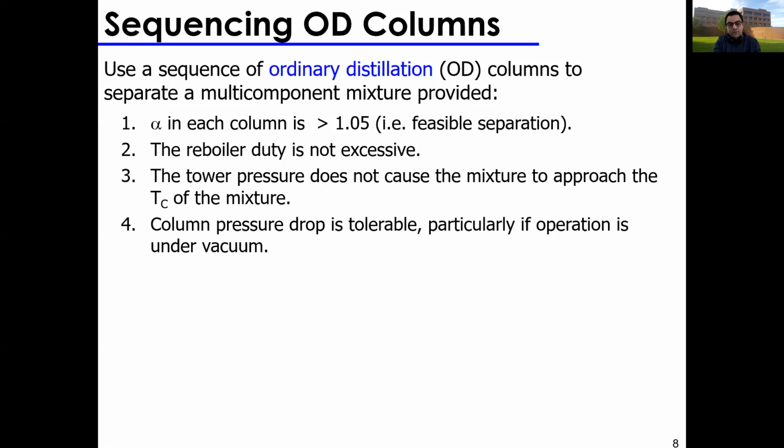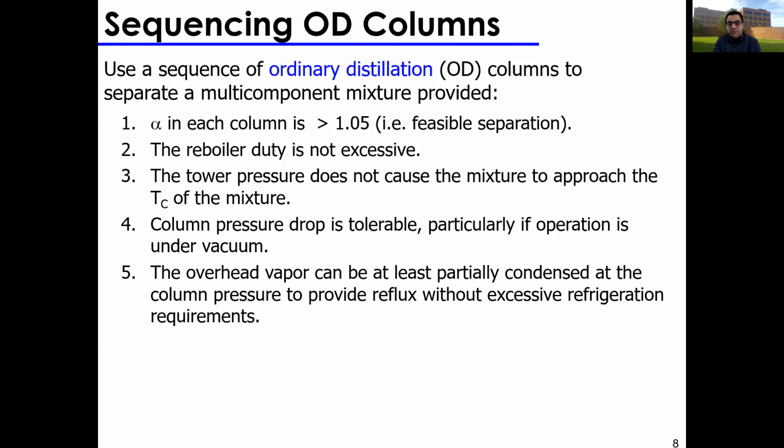costs and other things. The overhead vapor should be at least partially condensed at the column pressure to provide reflux without excessive refrigeration requirements. So this is similar to point number 2. You don't want your energy requirement of the column to be very high, whether it's at the reboiler at the bottom or at the condenser at the very top.